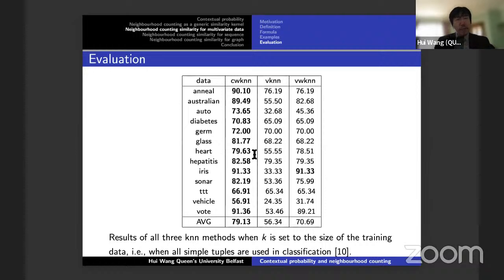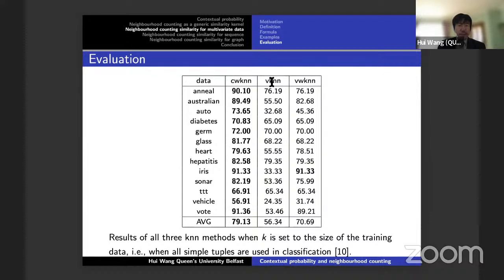Okay, I have actually evaluated this similarity metric on some public data sets. These are public data sets in the UCI data repository. And I used 3 versions of the k-nearest neighbor classifier. This is the CW k-nearest neighbor, that is the C value weighted k-nearest neighbor. So that is weighted k-nearest neighbor, but the weighting is done by the neighborhood counting similarity.